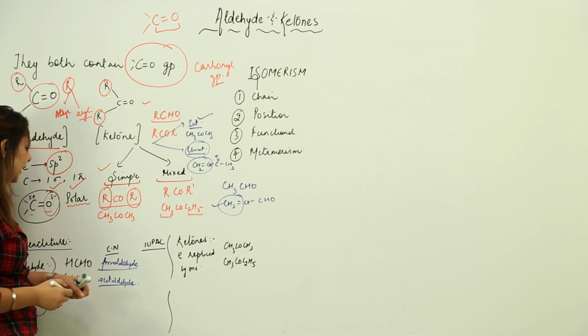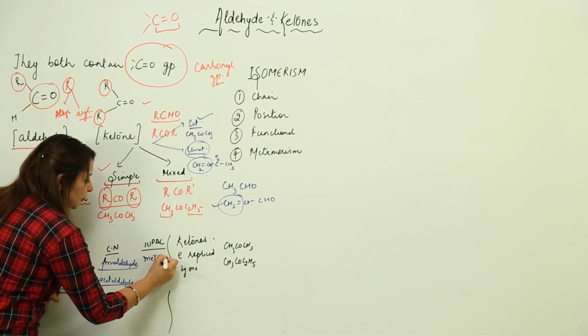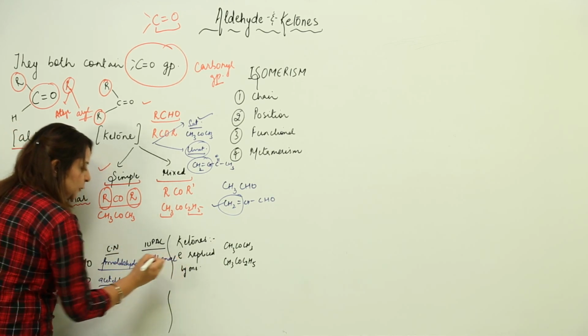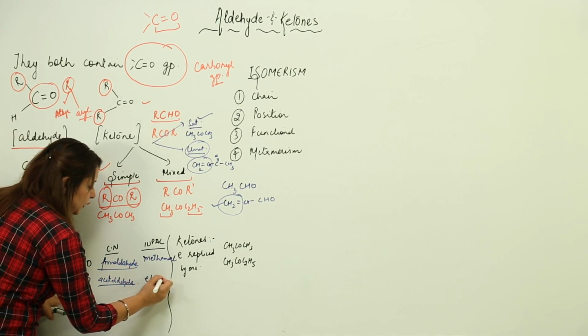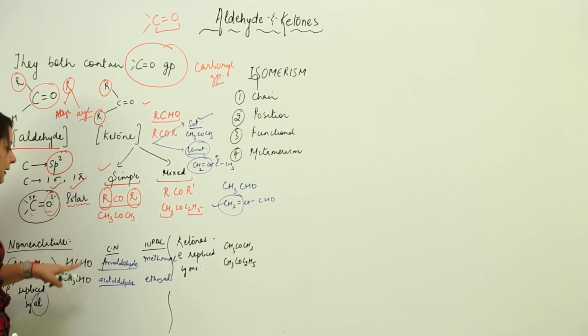And if we talk about IUPAC, because it has one carbon, it is meth. We need to put AN because it is a saturated one, and E is replaced by al, so it is methanal. For example, in this one with 2 carbons, it is eth, we need to write AN, and E is replaced by al, so it is ethanal.